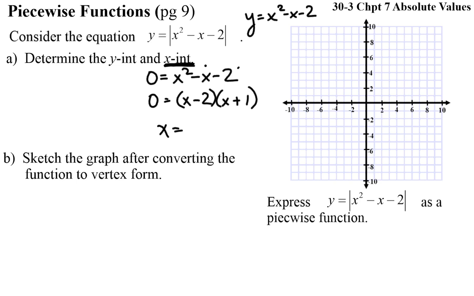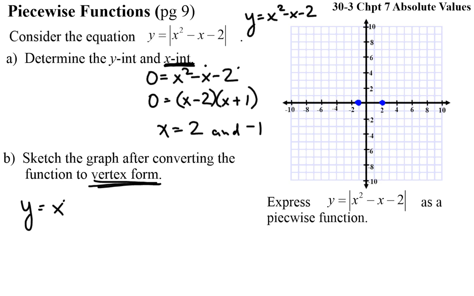So our x would be positive 2 and negative 1. So we know at positive 2 and negative 1, our x-intercepts, that's on both our parabolas, and those will be our bounce points. But how can I sketch a parabola? Well, the easiest way is to convert to vertex form so we can get a vertex. Here we go.